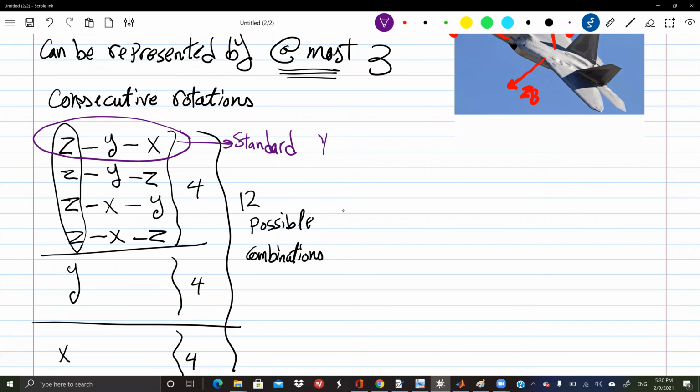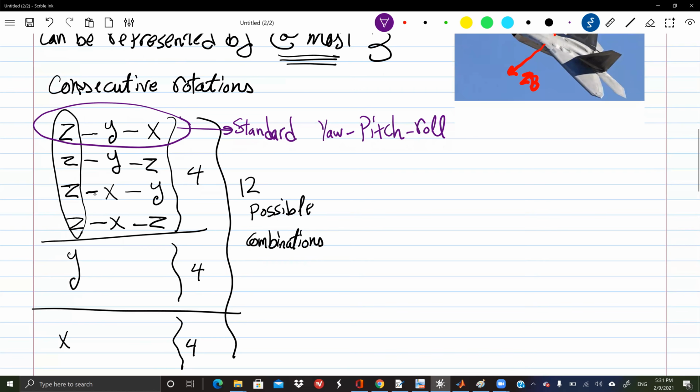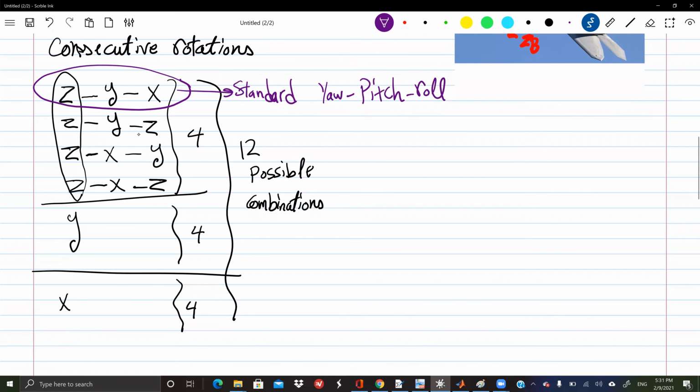We call it yaw because we rotate about Z at the beginning. This is yaw motion, right? And then pitch because it's about Y, and then roll. This is the standard name of it: yaw, pitch, roll. Or some books call it the ZYX sequence. So any of these, we call an Euler angle sequence.